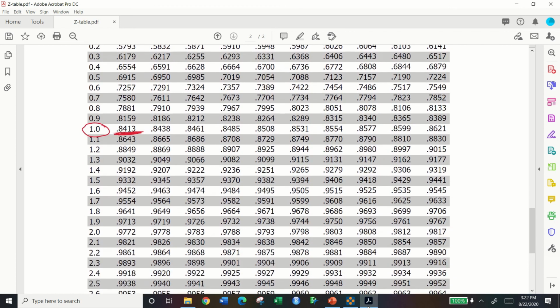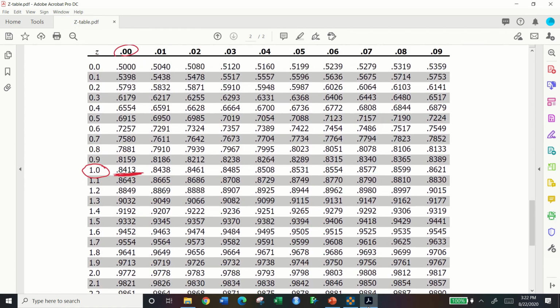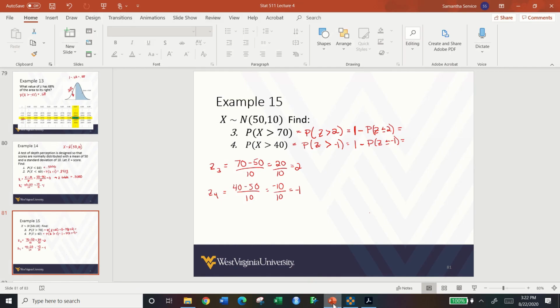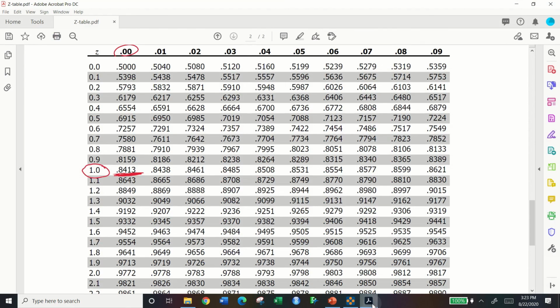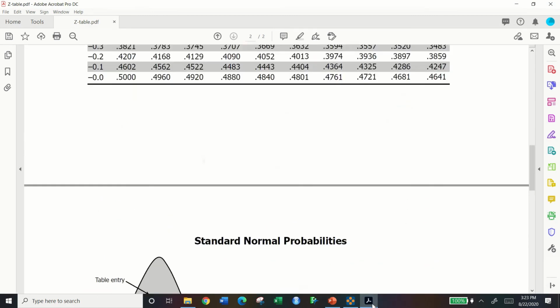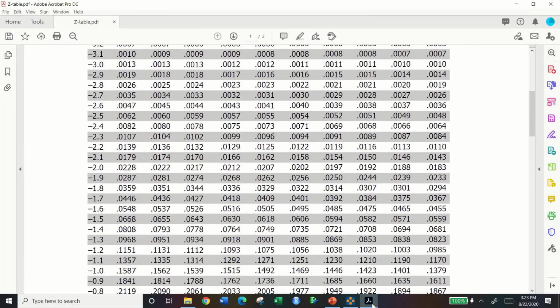So for 2, that is going to be 0.9772. So 1 minus 0.9772. And then the probability of z being less than or equal to -1, let's find that. And that is going to be 0.1587.